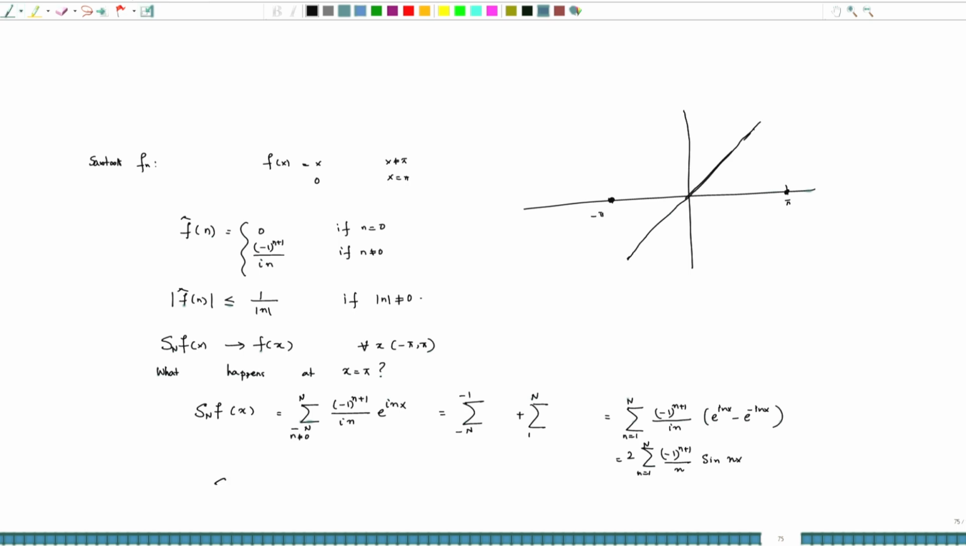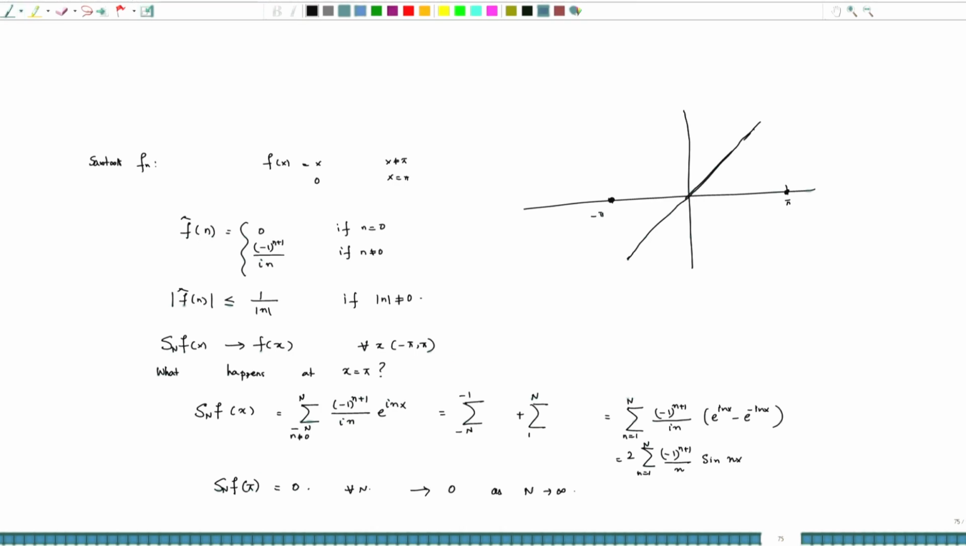Therefore, S_N f at pi is equal to 0. This is true for all N, right. So this is going to converge to 0 as N goes to infinity. What is happening is that because we are giving the value 0 at pi, this converges to 0. Now, what happens if we give some other value? This is actually typical of quite a large class of functions. This is what we can see.